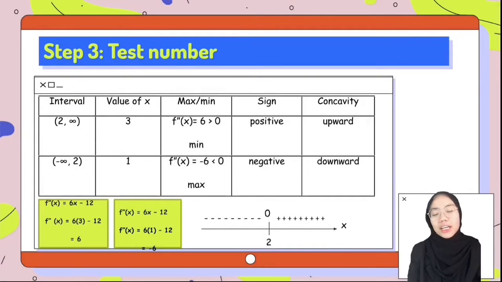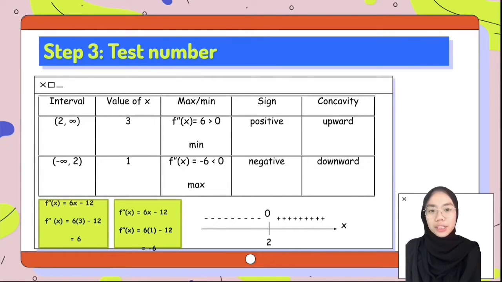Okay, for step 3, to identify where it is concave upward or downward, we test numbers in each interval. To make it clearer and easier to see, you can draw a table for the numbers that you want to test. So in this example, I choose number 3 and number 1 to test the value of the second derivative. Following the third column, you can see the value of the second derivative function, and the next column is the sign, either positive or negative. And lastly, the concavity, whether the number obtained is greater than 0, a positive value, or less than 0, a negative value.